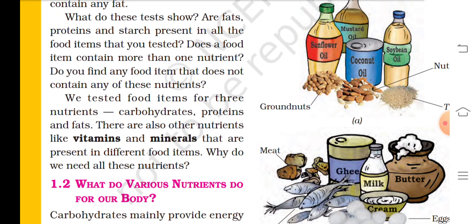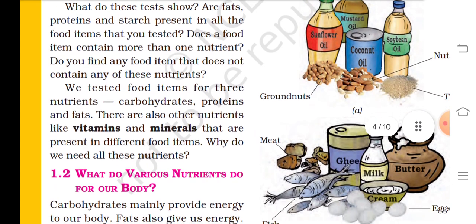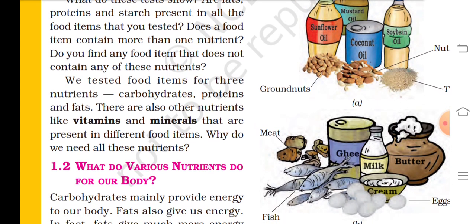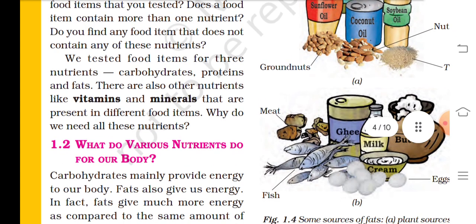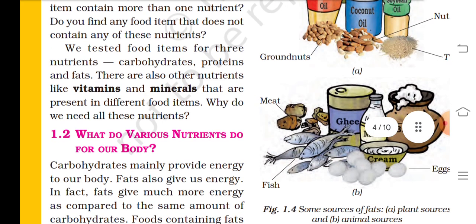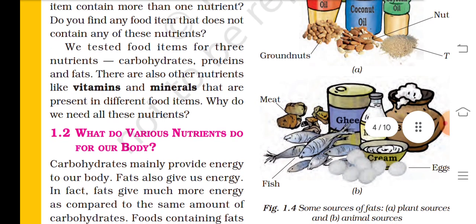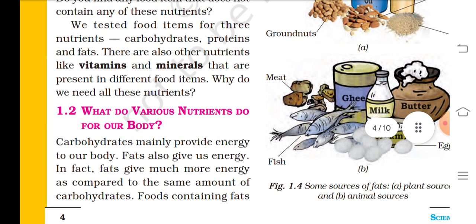What do these tests serve? Are fat, protein, and starch present in all the food items that you tested? Do the food items contain more than one nutrient? Do you find any food items that do not contain any of these nutrients?